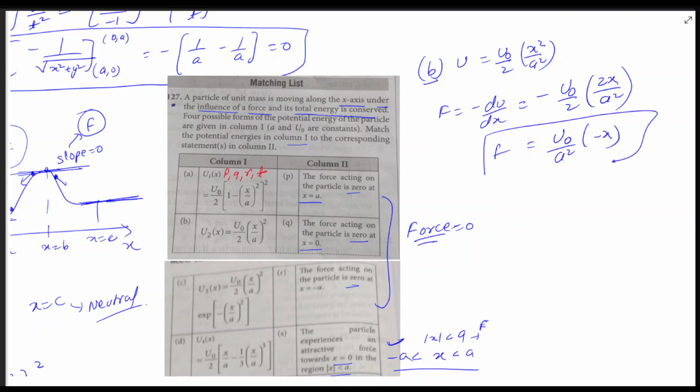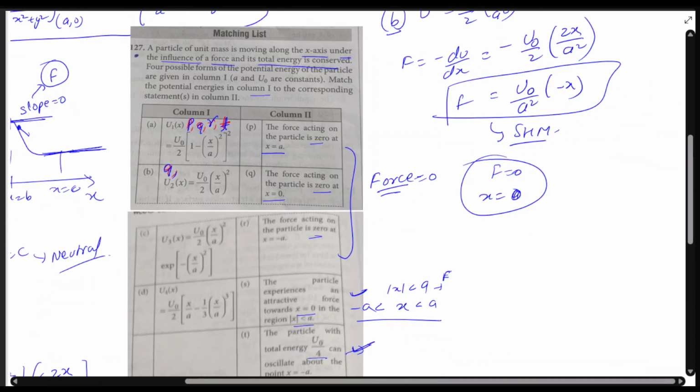So this is a simple SHM equation of SHM. So we know force F is 0 at x equals to 0. Okay. So P will not come, Q will be the one option, right? Q will be the one option. So here will be P, Q, R, and T. So here Q will be the option. P and R won't be there.